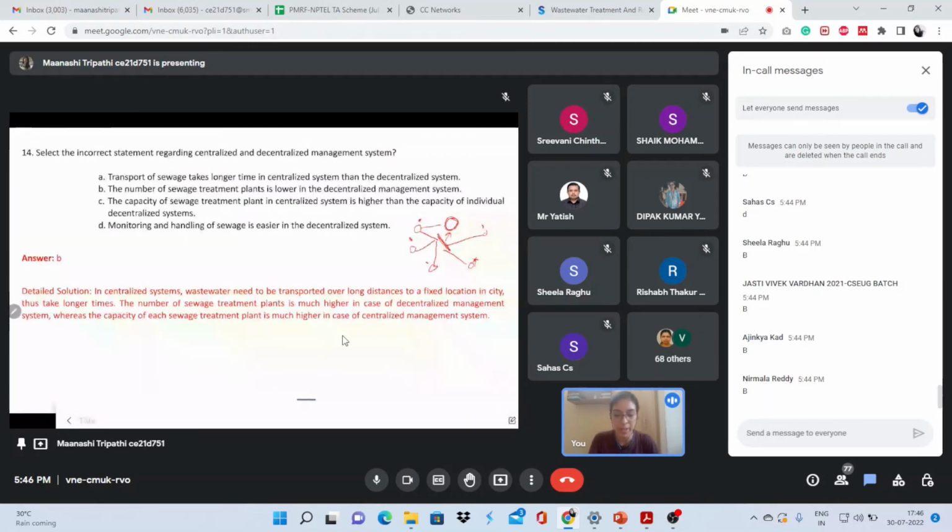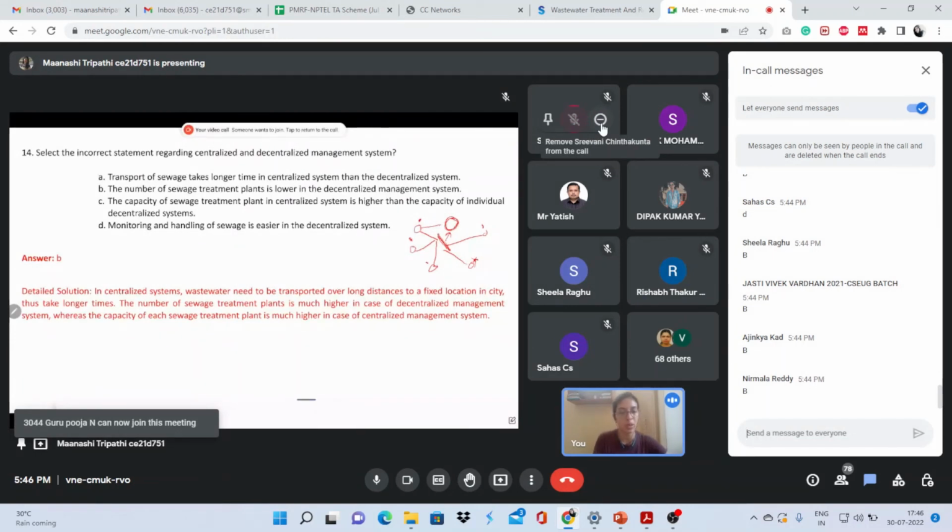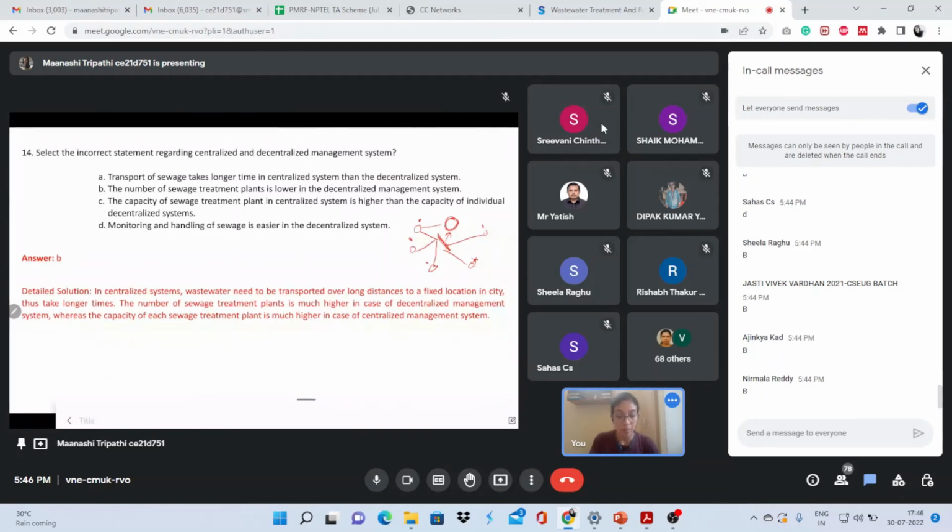Monitoring and handling of sewage is easier in the decentralized system. Yes, because we know how much water is coming and what the pollutant is. That is why we can monitor easily in a decentralized system. That is why option B is incorrect, because in a decentralized system we have 1, 2, 3, 4, 5 sewage treatment plants, but in a centralized system we have only one. So that is why option B is incorrect.